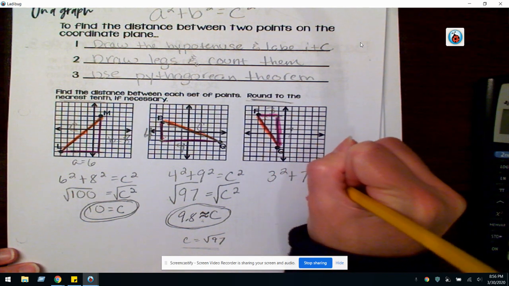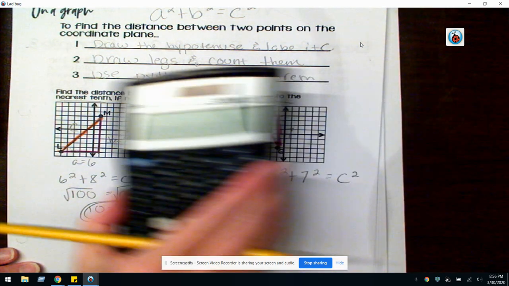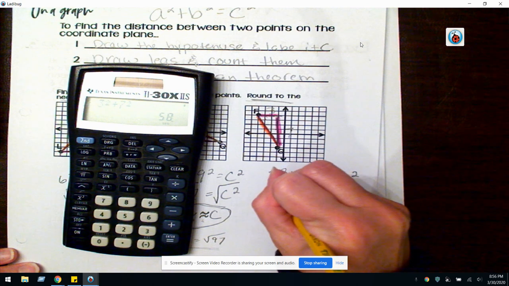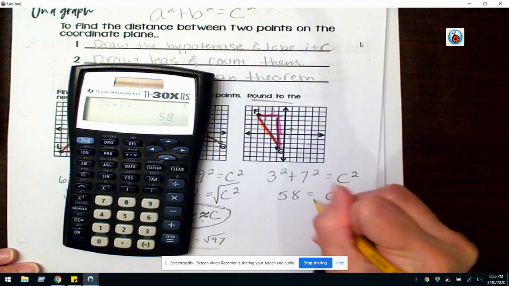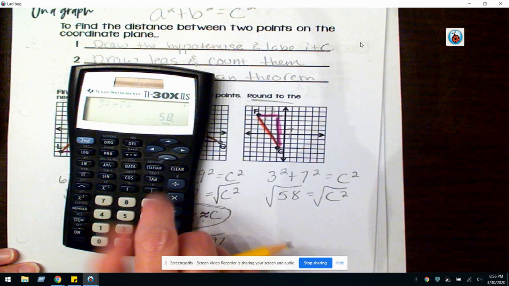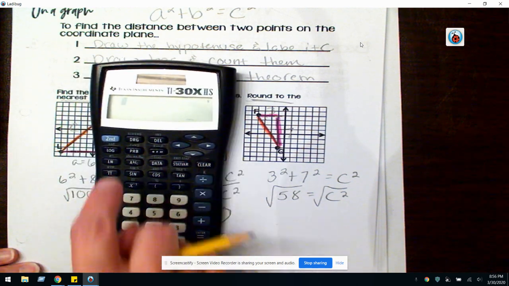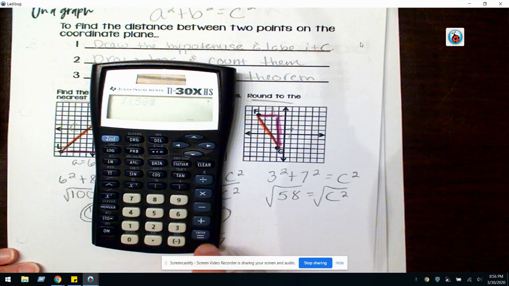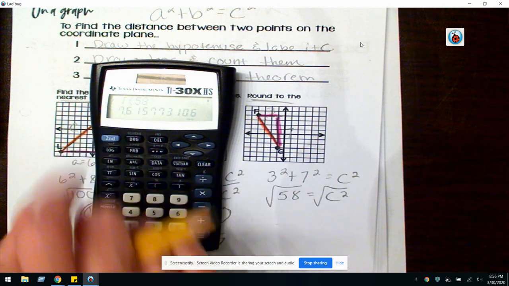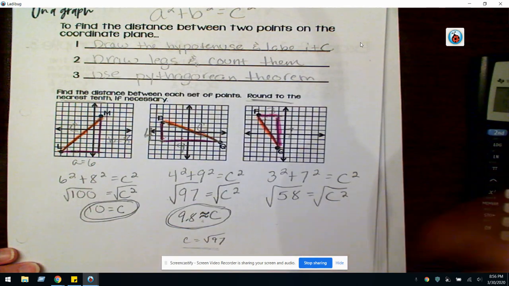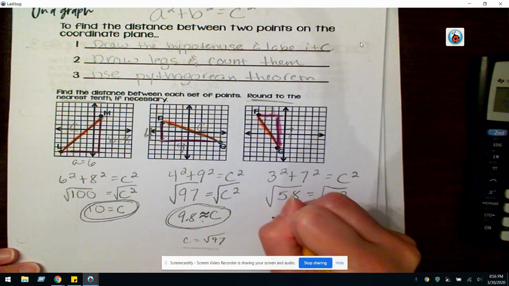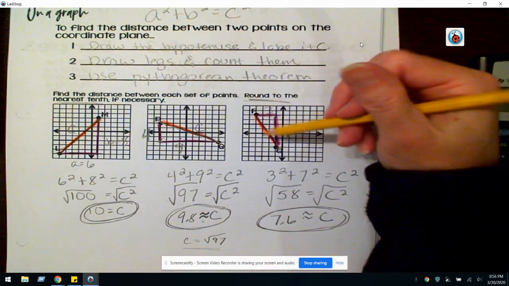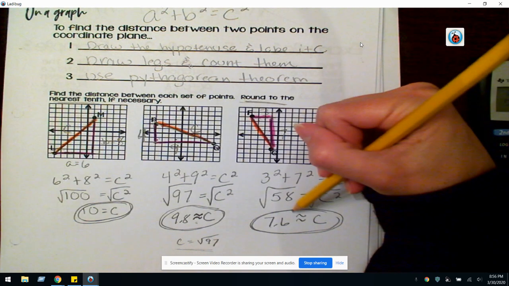3 squared plus 7 squared equals C squared. Calculator time, 3 squared plus 7 squared. That gives me 58. That's not a perfect square. So again, I'm going to estimate my square root. So I do the square root of 58. Remember, that's second and then this x squared button. And I'm going to round this to 7.6. So C is approximately 7.6. Okay, so I found the distance from F to G was 7.6.